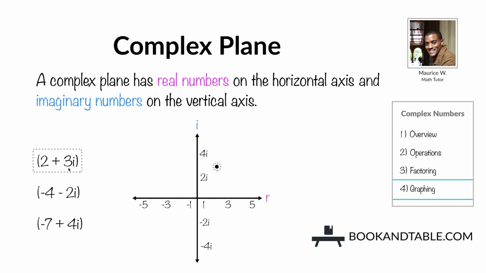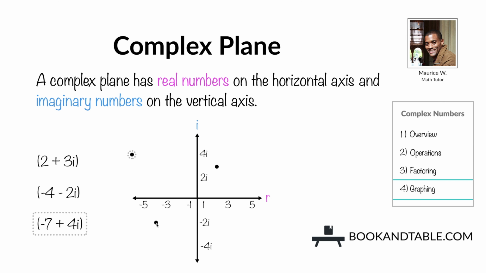So now we can graph a complex number such as 2 plus 3i as a single point on a complex plane. You go along the real axis to positive 2, and then you go up along the imaginary axis to positive 3i. So this point here would represent the complex number 2 plus 3i. Another example, negative 4 minus 2i. The real number is negative 4. So you go to the real axis until you get to negative 4. And then the imaginary number is negative 2i. So you go down to negative 2i. So this point here represents the complex number, negative 4 minus 2i.